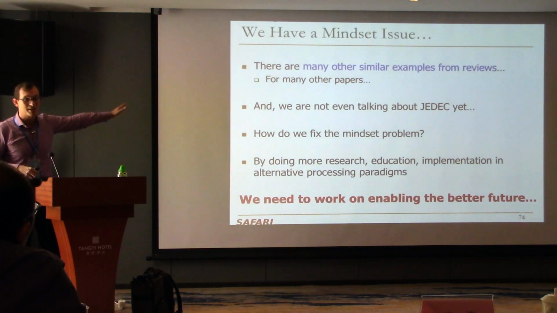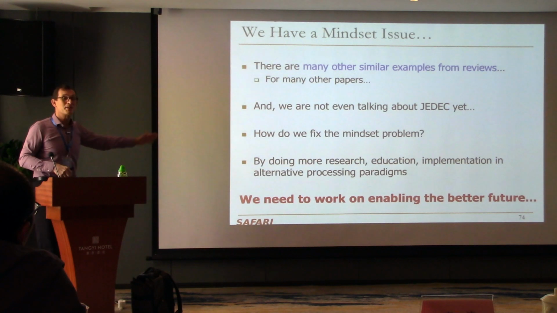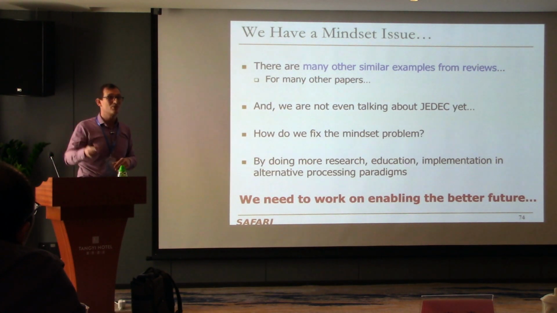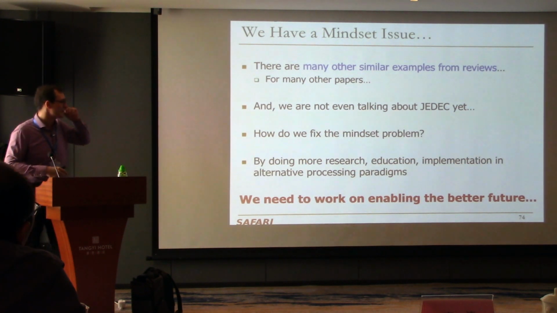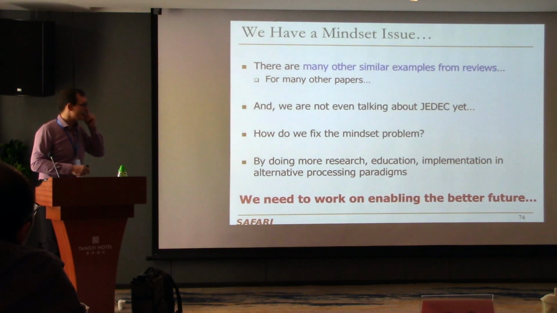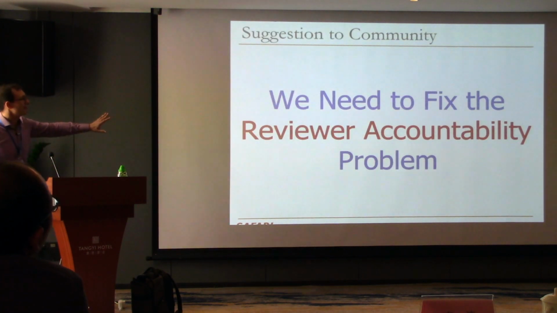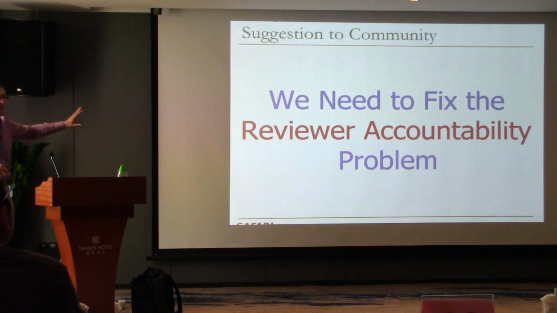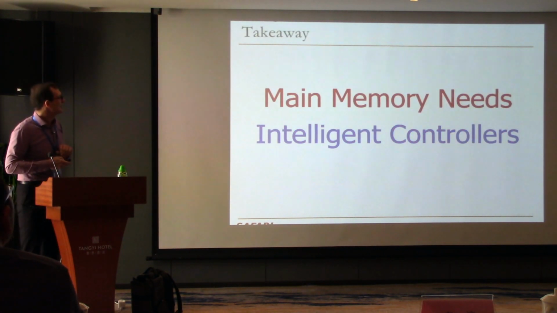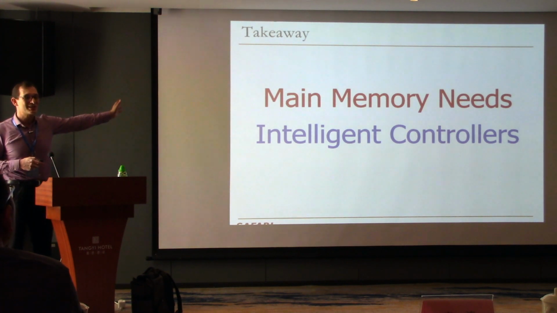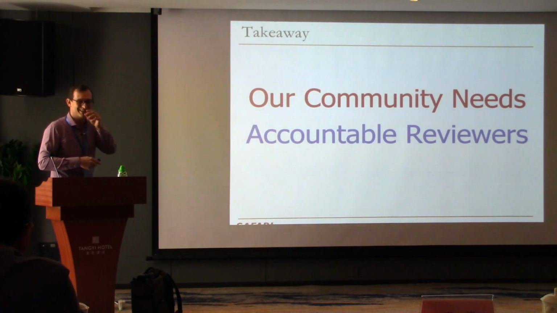So in this case, for example, at some point, we put the paper on arXiv. It used to be called BuddyRAM. And other people actually started citing the paper and developing the work on top of it. I'm going to show you one example of that paper. One of Yuan Shei's papers actually builds on top of the work. And I believe we really need to be more open in these things. So somehow we need to fix the reviewer accountability problem in our community, because a lot of good ideas are getting rejected in the end. So just like main memory needs intelligent controllers, I believe our community needs accountable reviewers as well.